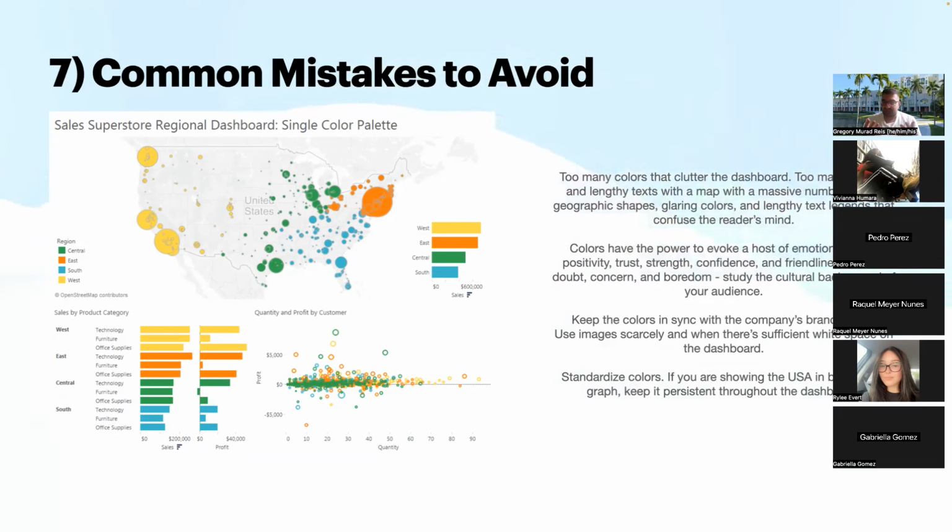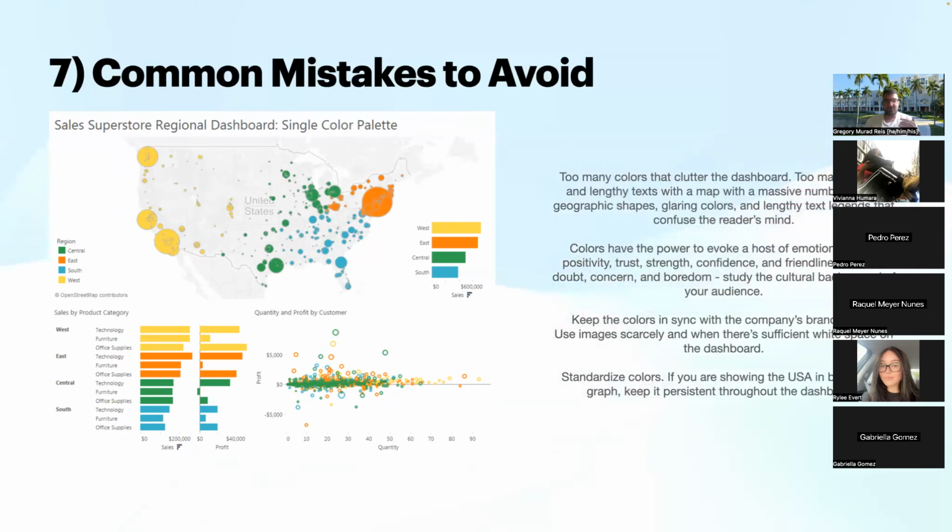So remember that colors have the power to evoke several emotions, right? Positivity, trust, strength, confidence with the audience. So make sure you keep the colors in sync with the company's brand or the message you're trying to convey. Standardize your color. If you're showing the USA in blue color, make sure that throughout your storytelling, throughout your presentation, you use that color to represent the same country. If you're using orange for another country, use that same one for all the other charts throughout your presentation.